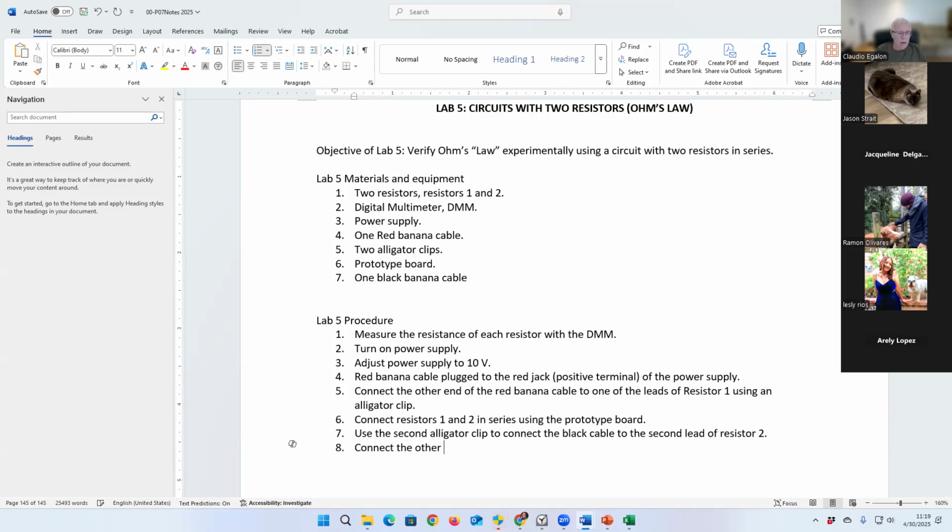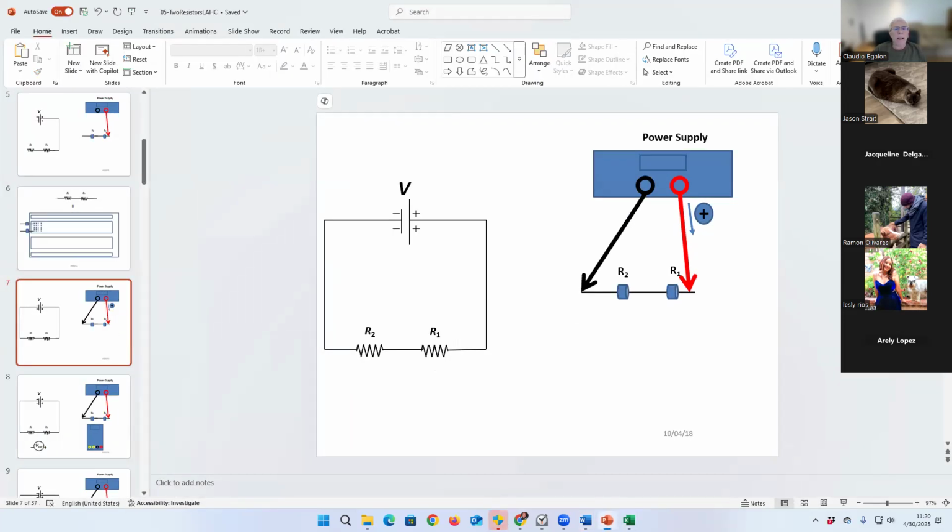Connect the other end of the black cable to the negative terminal, which is going to be the black jack of the power supply. And here you go. We have our circuit ready.